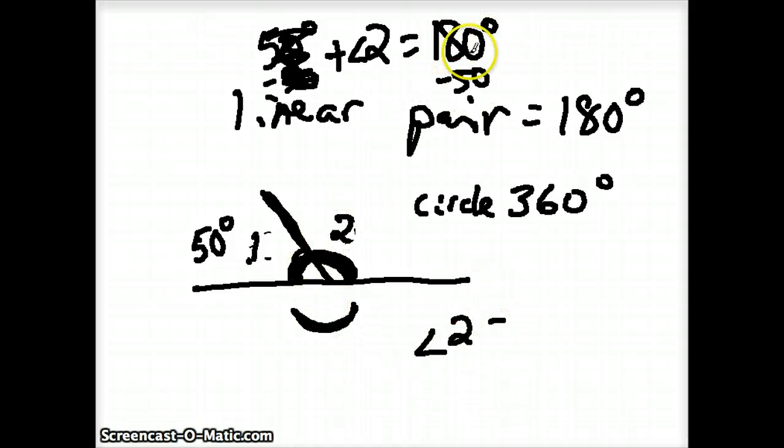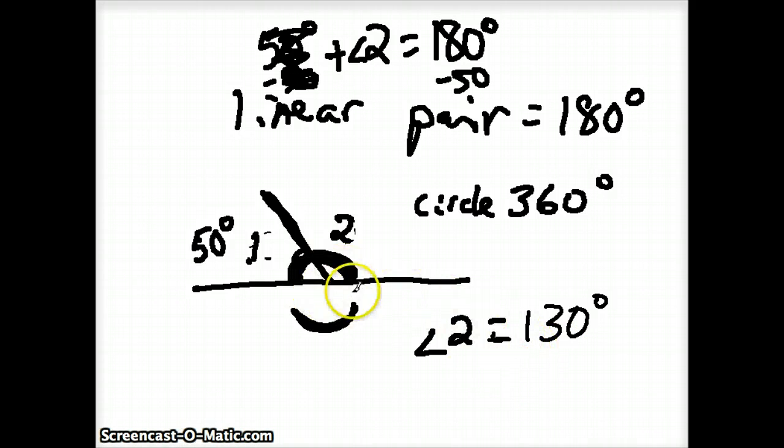So, if I take 180 and subtract 50, then I can find out what my angle measurement for angle 2 is. So, I did 50 plus angle 2 is 180, so if I undo that operation and subtract 50 from both sides, I get angle 2 is equal to 180 minus 50, which is 130 degrees.